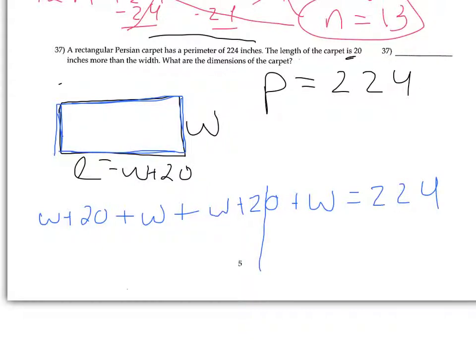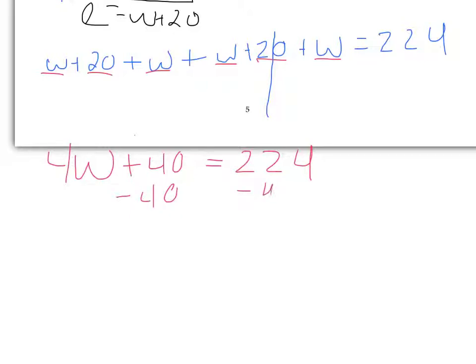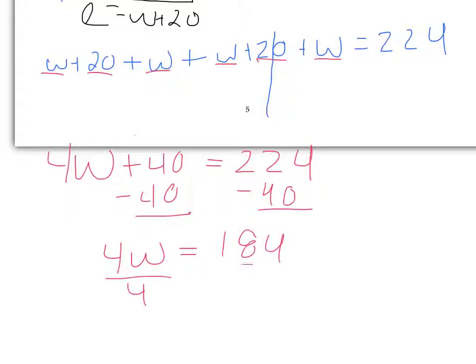Oops, that was not the drag one. Okay, so now we want to combine like terms. And with like terms, we've got a W, 2W, 3W, 4W. So 4W, a 20, and a 20. So 4W plus 40 equals 224. Subtract our 40. That gives us 4W equals 184. And divide by 4.